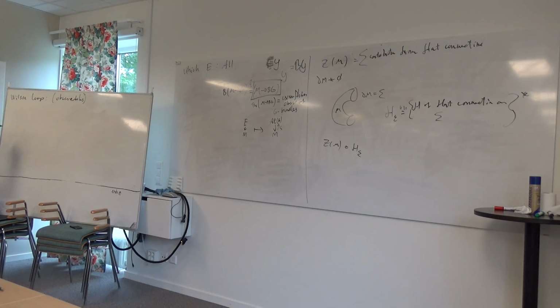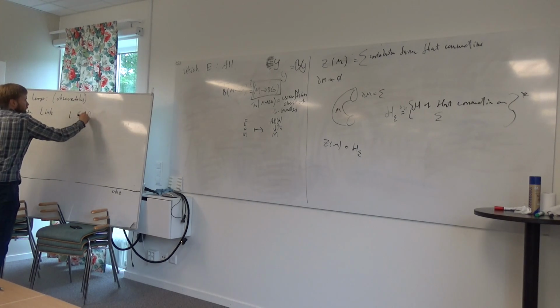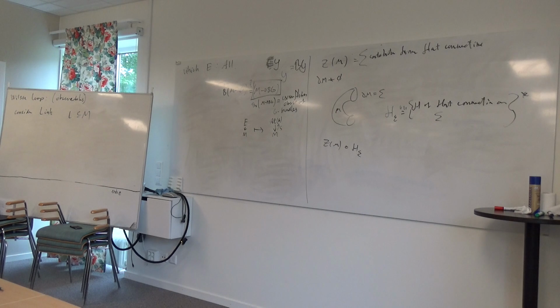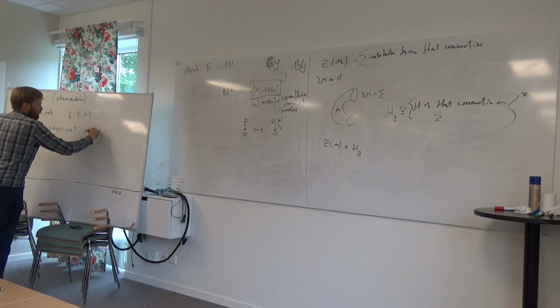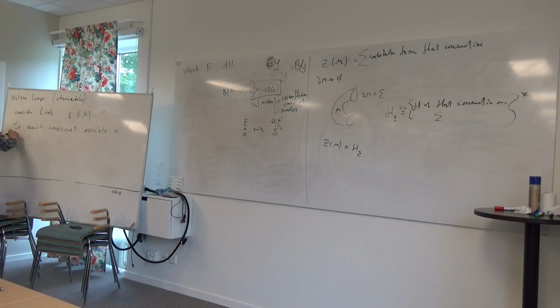So Wilson loop, what is it? You look at a link inside M, and to each component, associate a representation of the group G. I don't know, GLNC here. I don't know if it's actually U(N), or GLNC, or what you do in practice here. But yeah, not so important.